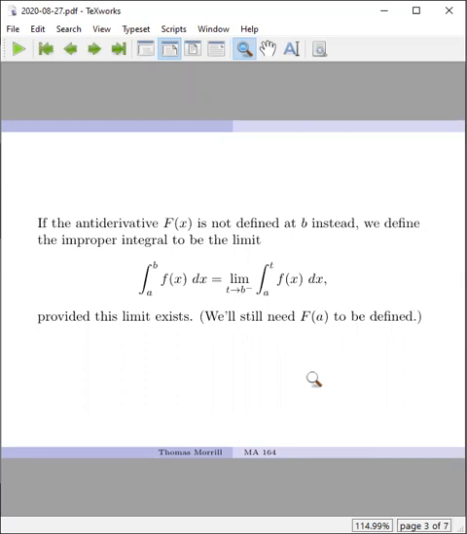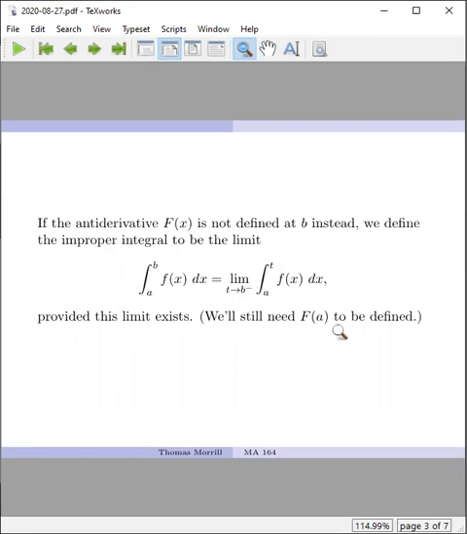The same technique will work if it's the upper endpoint that's giving me trouble, right? I can say integrate from a up to b. Maybe my antiderivative does not exist at b, so I'll take an integral from a to t instead. Take the limit as t approaches b from the left.